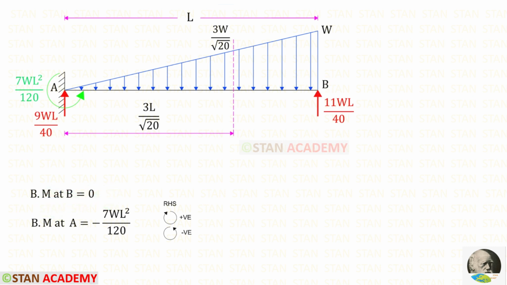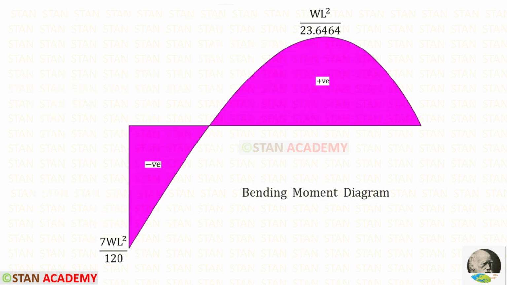We know that the bending moment in the point B is equal to 0. Let us find the bending moment at A. In the point A, we have MA, which is acting in the anticlockwise direction, so it will be negative. Here you can see the bending moment diagram. In this point, the bending moment becomes 0. This is the point of contraflexure.